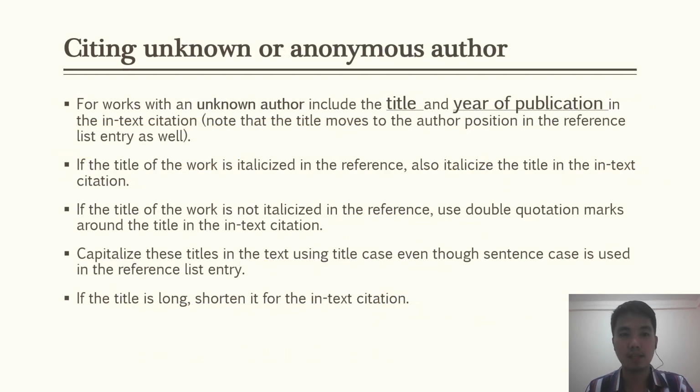How about for citing unknown or anonymous authors? So ano po yung gagawin natin? Okay, for works with unknown author, you include the title and of course the year of publication. And say title is the title of the article or the title of the book, and of course the year of publication in the in-text citation. And note that the title moves to the author's position in the reference list entry as well. Okay, so ang ibig po sabihin natin dito, in your in-text citation, ang format po niya is the title or the shortened title and then the year published.